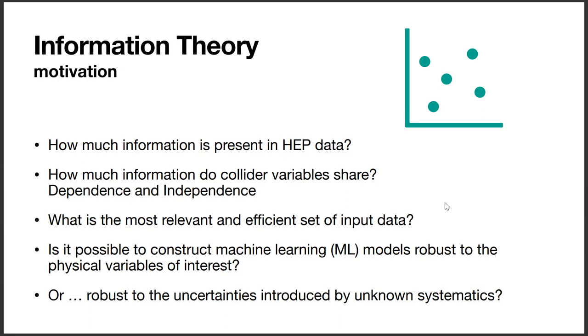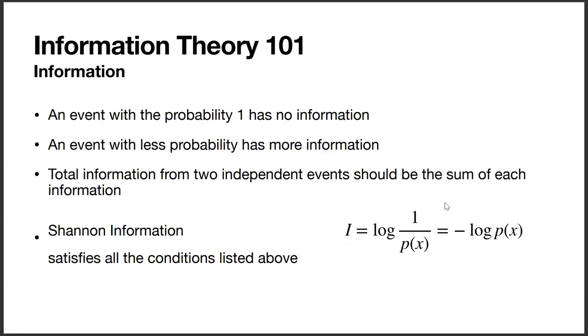Or robust to the uncertainties introduced by unknown systematics. Suppose that there are Monte Carlo generators 1, 2, and 3 that all give different results. Then we want to build a setup where our result is independent of all these Monte Carlos, right? These are the questions that I'm trying to address. For doing that, I will introduce and share the basic knowledge with you.